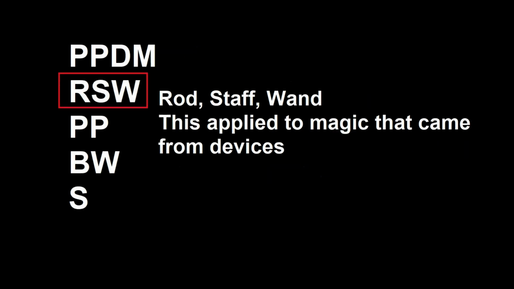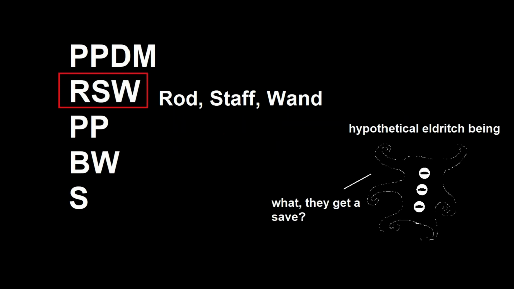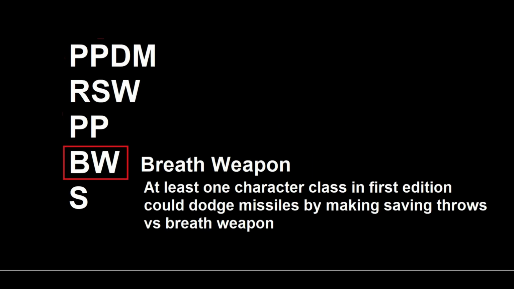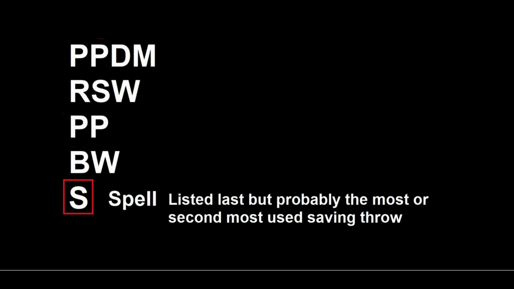The second was rod, staff, wand, which applied to magical attacks from devices. It could also be used for just really weird stuff. The third was petrification polymorph, which is pretty much self-explanatory. The fourth was breath weapon, which was also pretty much self-explanatory, but could also be used for saves that involved dodging. The last category was spell, which was used as a catch-all for anything that didn't use saving throws above. Unsurprisingly, most spells used this saving throw.